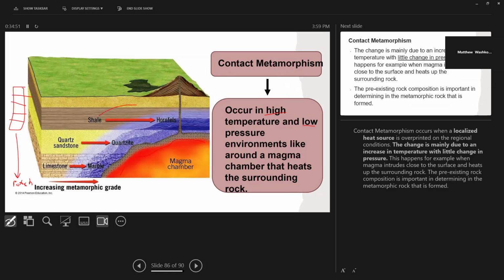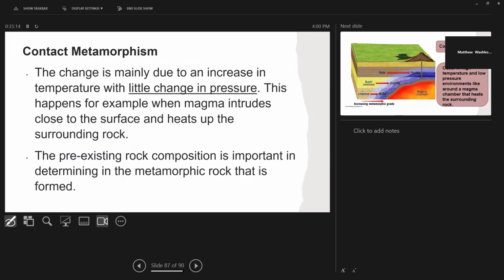Now, all of a sudden, shale turns to hornfels. Sandstone turns to quartzite. Limestone turns to marble. That's where we get marble from, guys. So make sure you write this down. Again, you should have been given this picture. This change is mainly due to that increase in temperature. So again, make sure you write this down here. The pre-existing rock composition is what's important to determine the metamorphic rock that's formed.